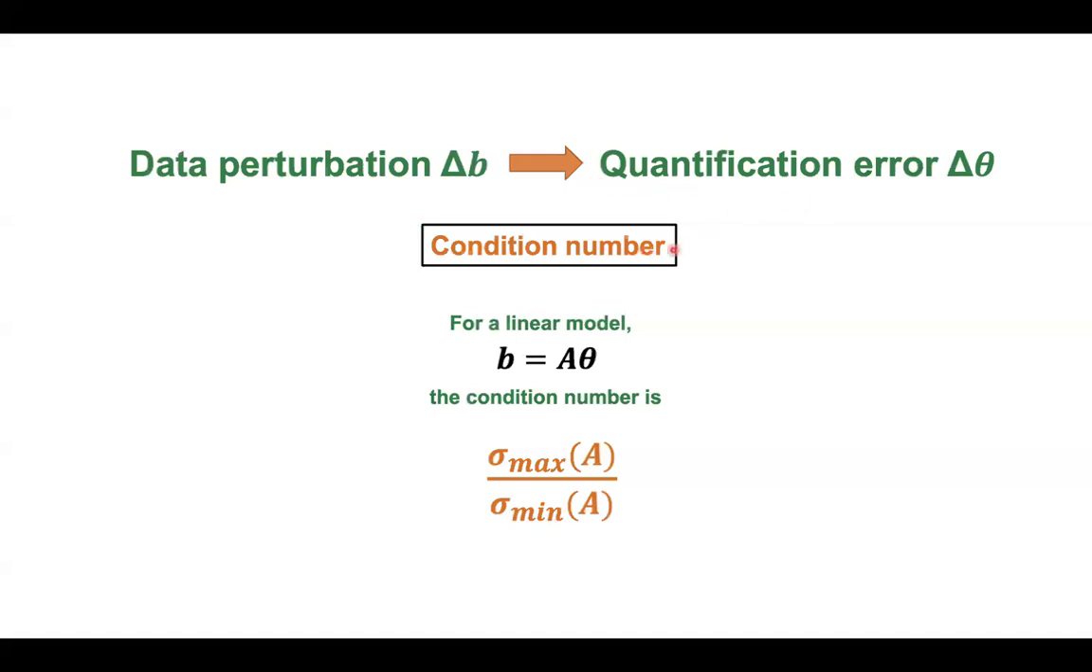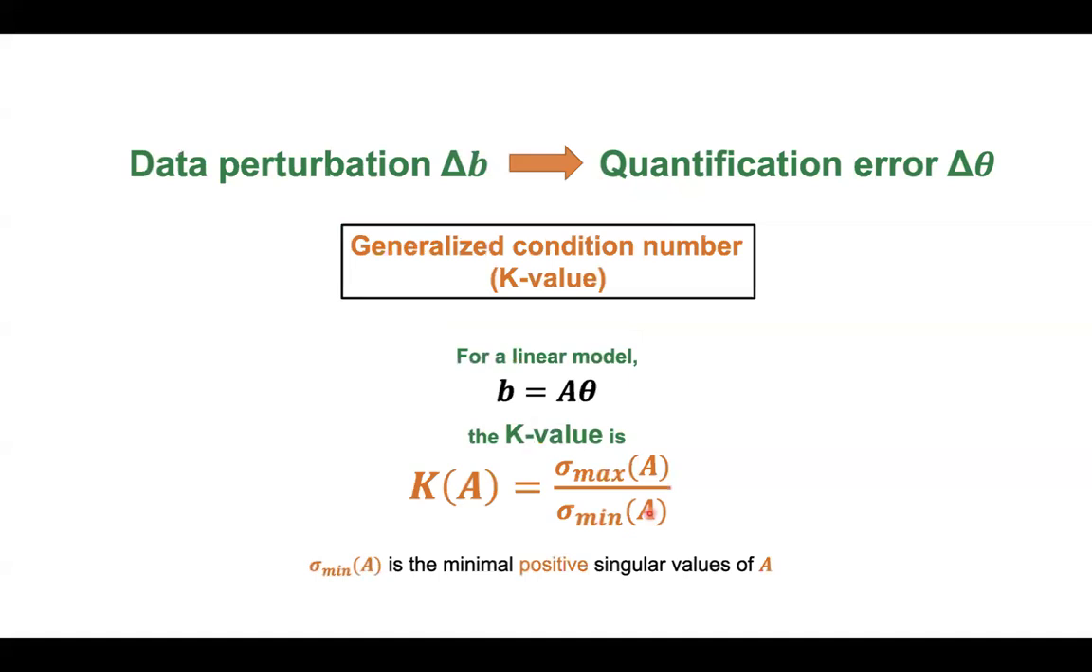For our linear model, the condition number is a ratio of the maximum singular value of the A matrix over the minimum singular value of the A matrix. However, some matrices may have singular values equal to 0. To avoid division by 0, we define our measure, the k-value, as the generalized condition number of the A matrix. Compared to regular condition numbers, we replace the minimum singular value with the minimum positive singular value. So this is the formal definition of our k-value.